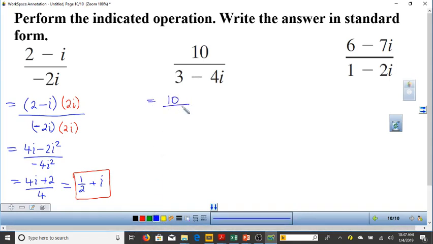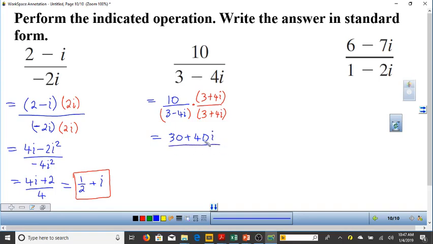Again, we're going to multiply by the conjugate of the denominator, which in this case is 3 plus 4i. We multiply 3 plus 4i to the numerator and the denominator. And when I distribute the numerator, I get 10 times 3 is 30. And 10 times 4i is 40i.